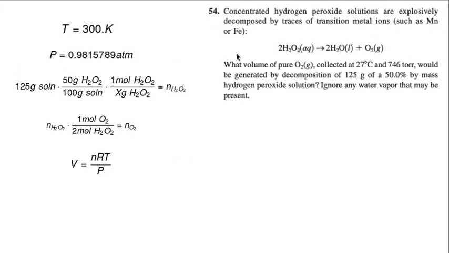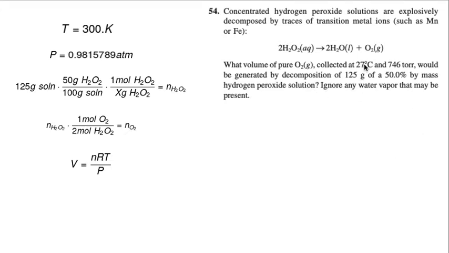54. Concentrated hydrogen peroxide solutions are explosively decomposed by traces of transition metal ions such as manganese or iron, and here we have our reaction provided. What volume of pure O2 gas collected at 27 degrees Celsius and 746 torr would be generated by the decomposition of 125 grams of a 50% by mass hydrogen peroxide solution? Ignore any water vapor that may be present.